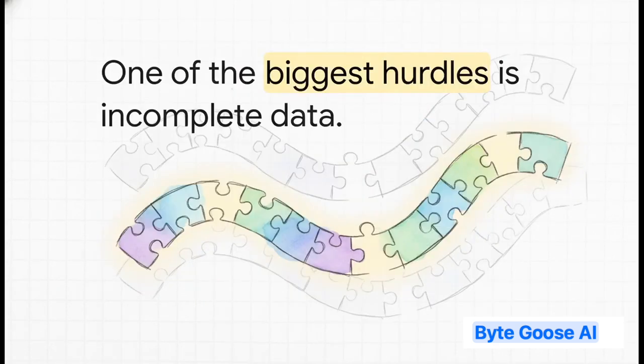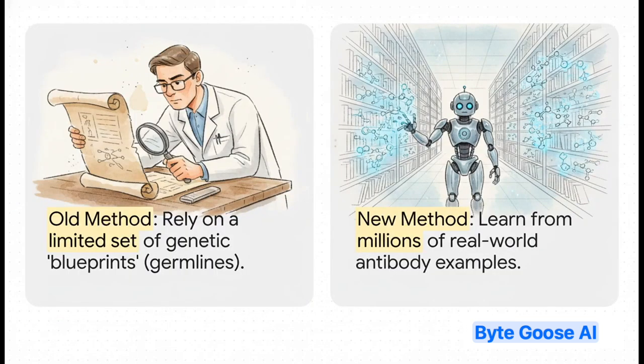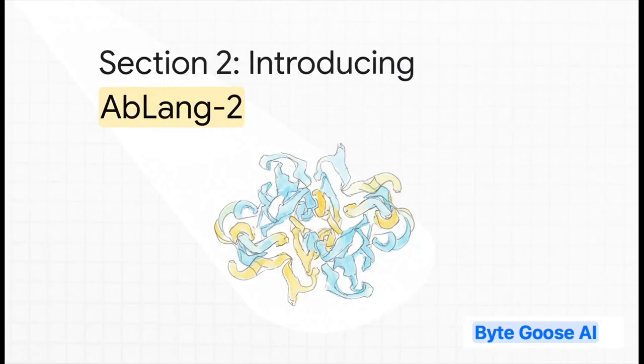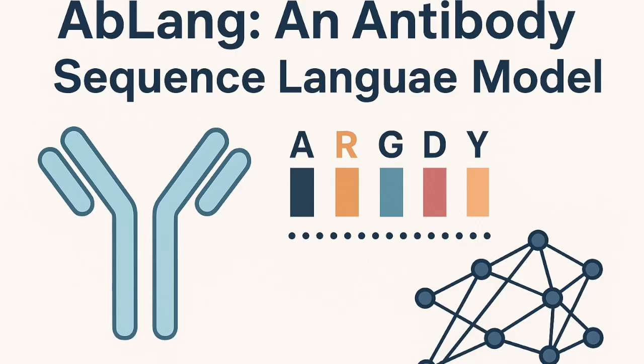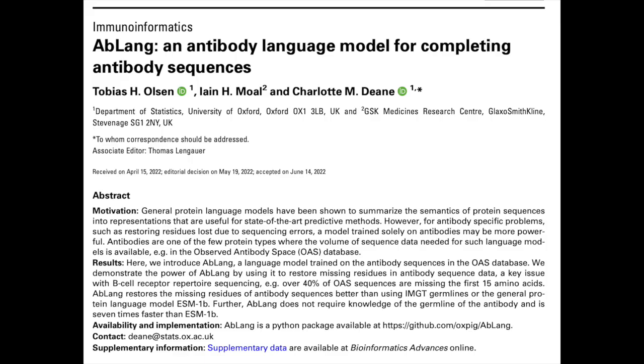Well, a major problem is that the data we use to design them often has missing pieces. For example, in a key database, a huge chunk of sequences are missing their first few amino acids. The old way relied on genetic blueprints, which created a bias towards expected sequences. To get around this bias and the data gaps, a specialized tool was needed. Enter AbLang 2. It's a language model built just for antibodies, learning from real-world examples to predict mutations.